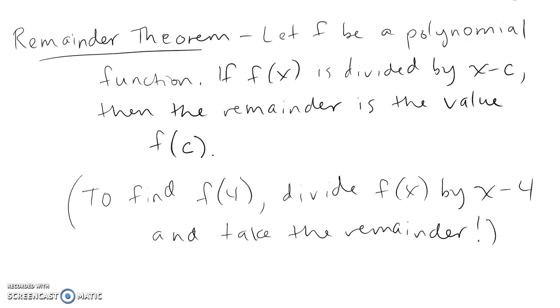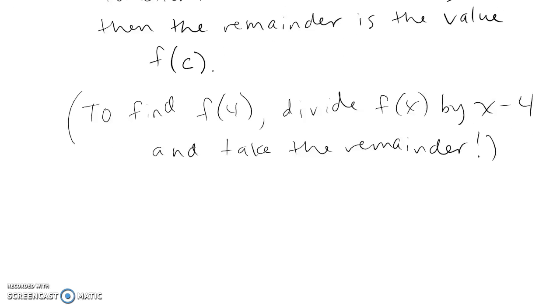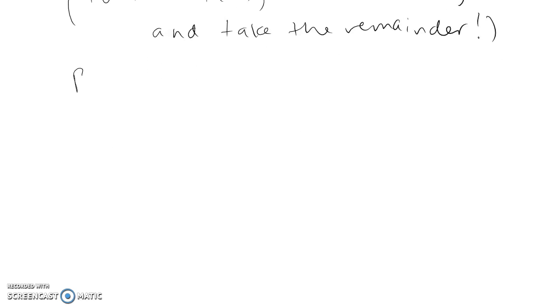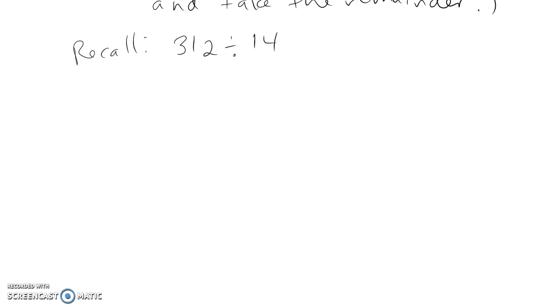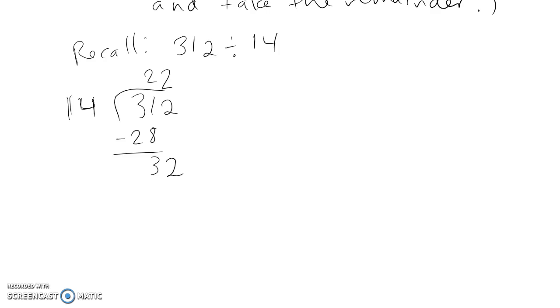Does it seem like magic? Well, take a look. Why does this work? I want you to recall something before I show you the proof of this theorem. If we were to take the number 312 and divide it by 14, I could use long division. Remember this from when you were much younger. 312 divided by 14. 14 goes into 31 2 times. 2 times 14 is 28. We subtract, we get 3, bring down the 2. 14 goes into 32 another 2 times. Subtract 28, and that leaves me with 4. The remainder is 4.